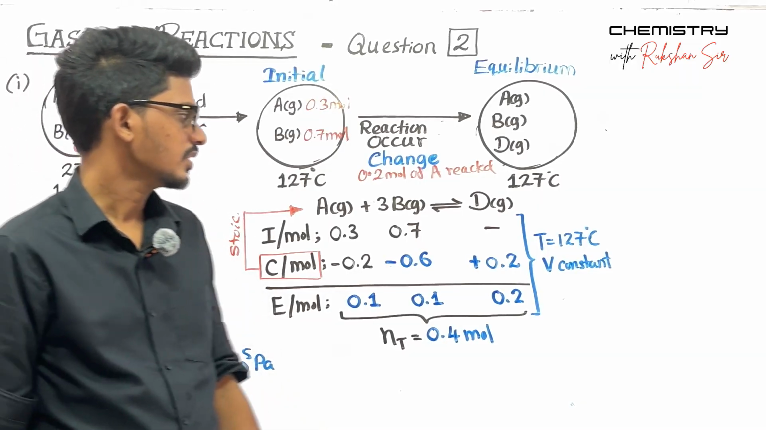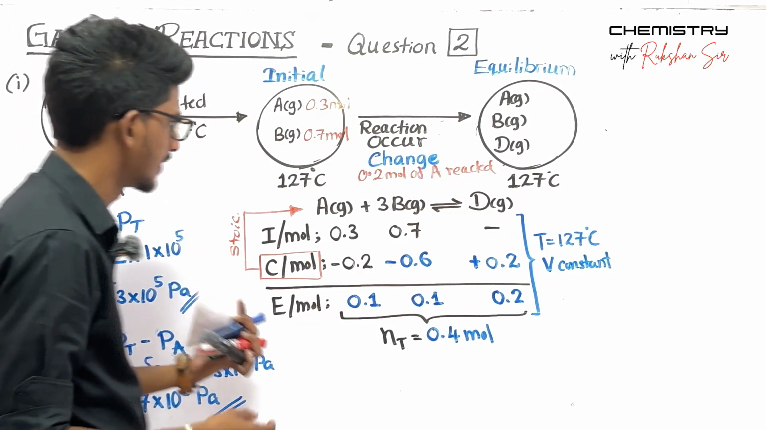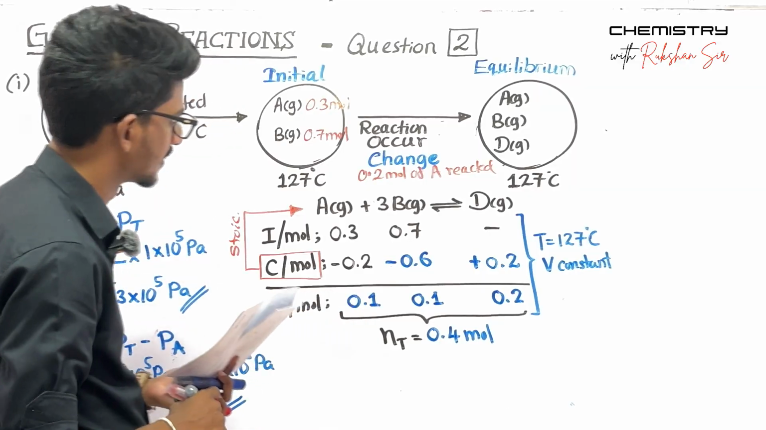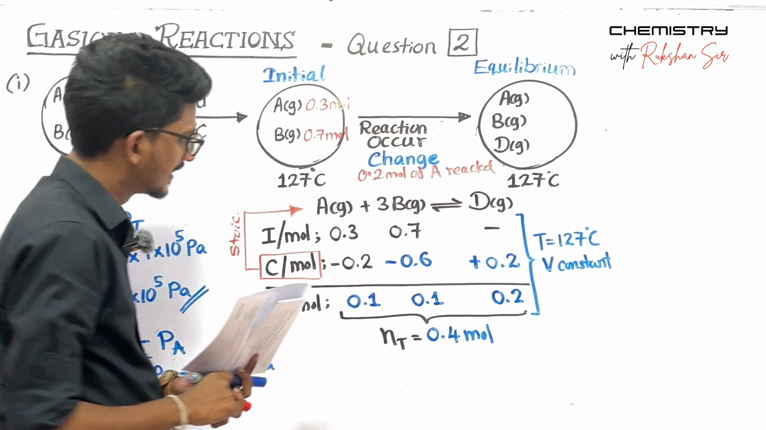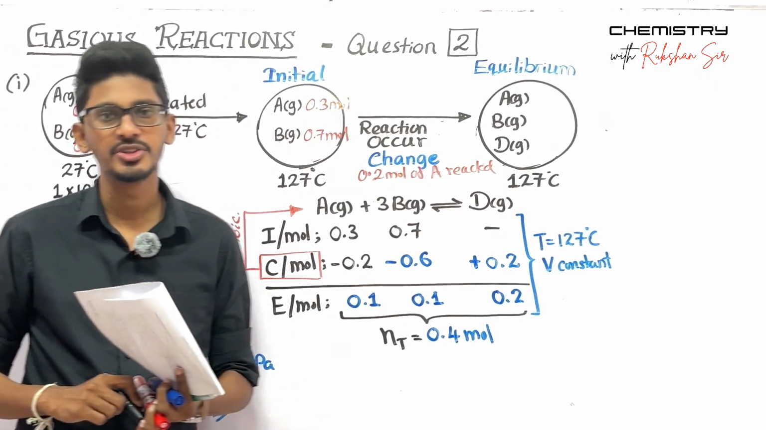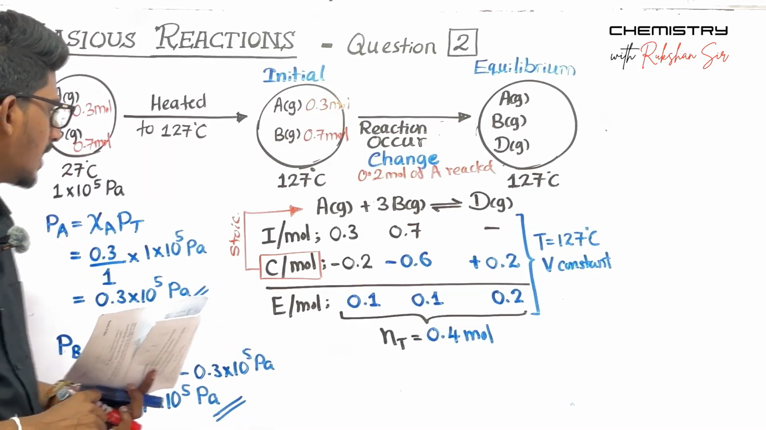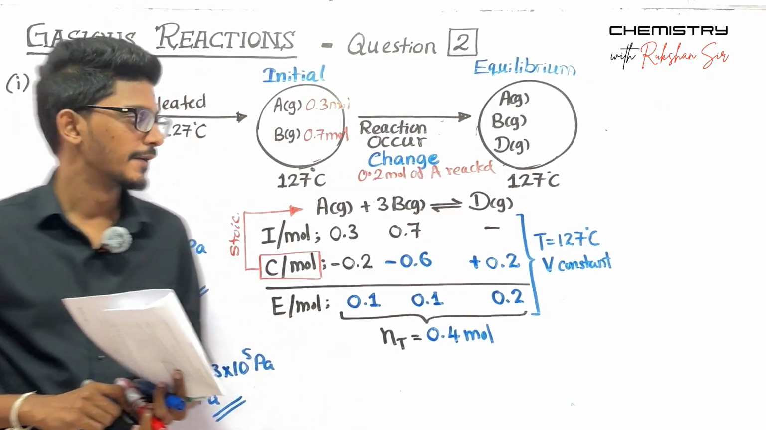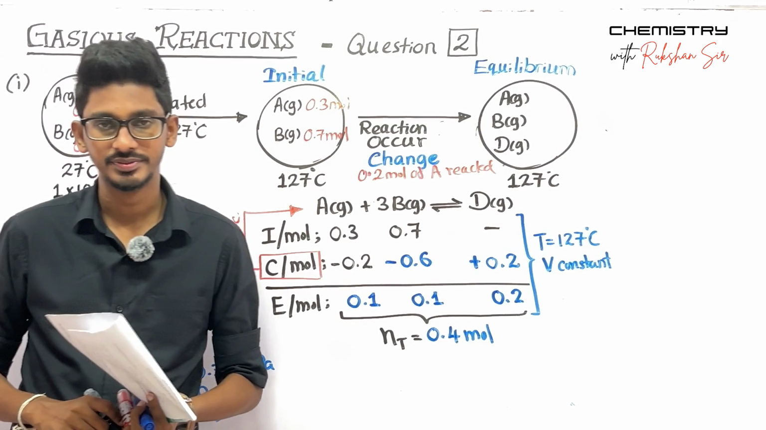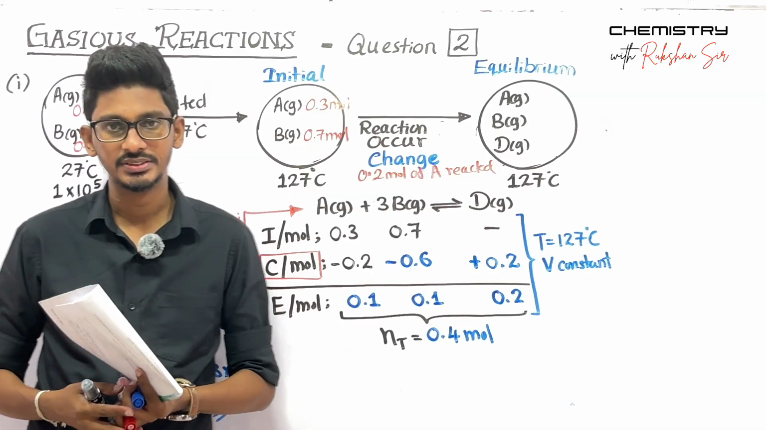Let's try to come up with a better way to find out the total pressure of this system. Here we can use the method of proportionalities. So let's discuss how to use proportionalities to find out the total pressure here.